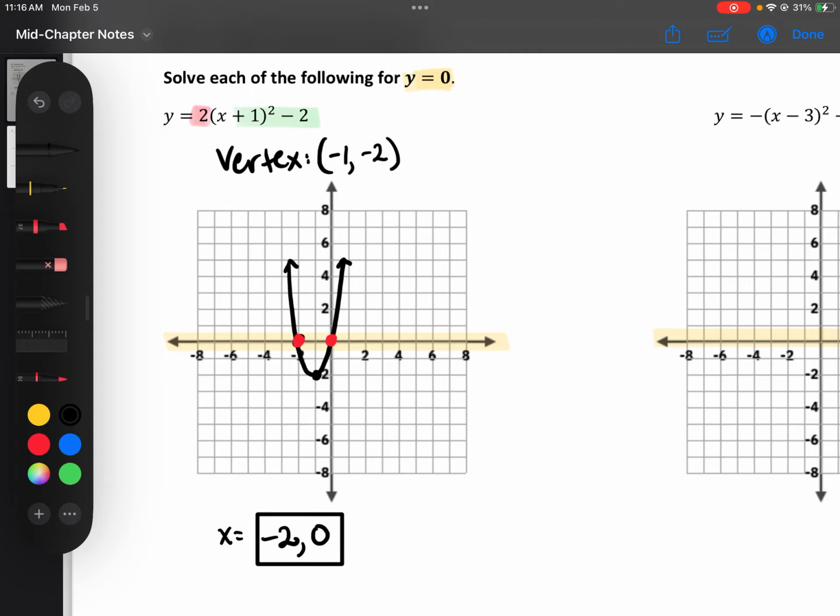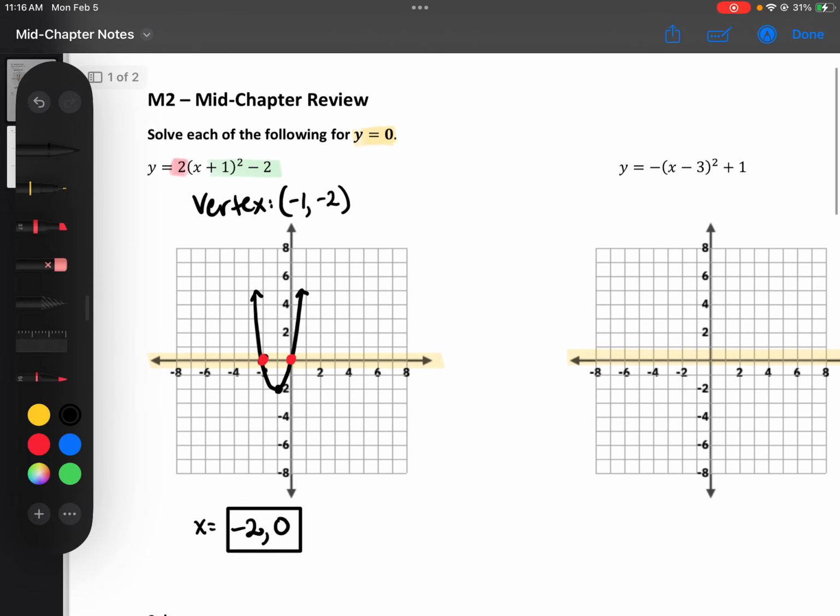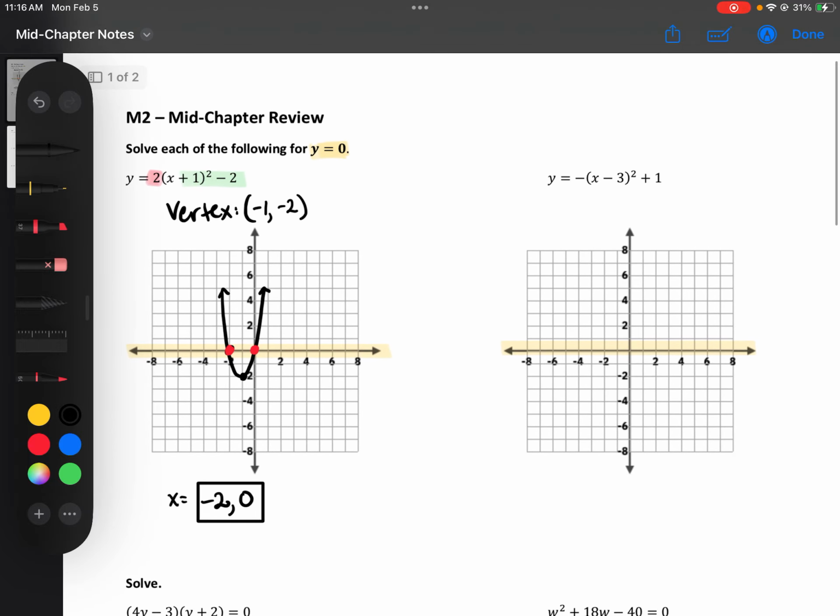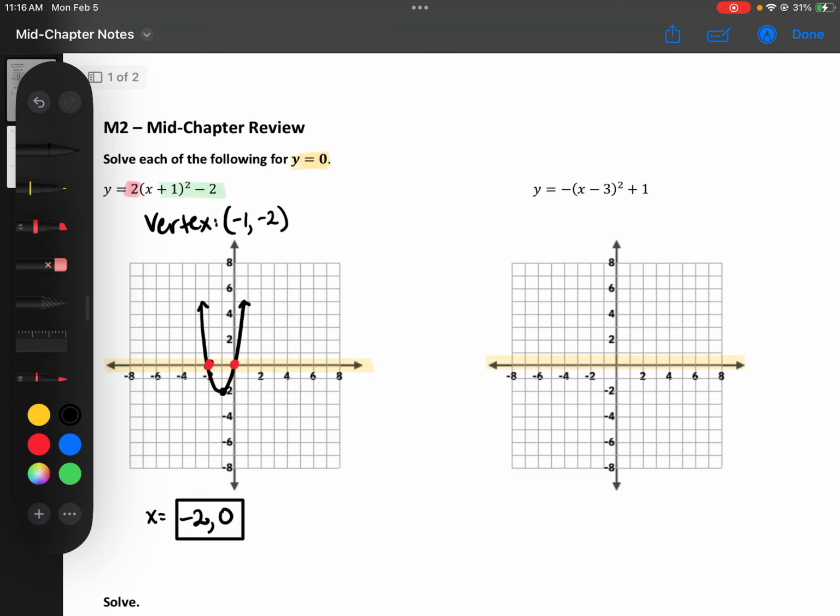Let's go ahead and do another example. So I'll keep this other one here just so we can look at it. But for our other example, same thing. We first need to find our vertex.